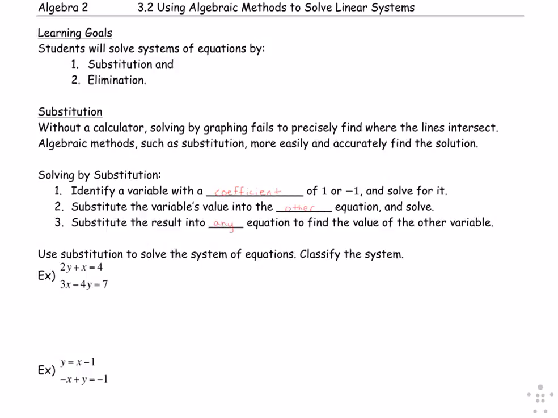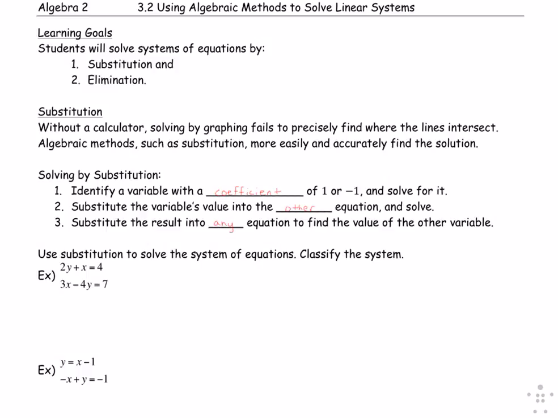To review the steps for solving by substitution, you first want to identify a variable with a coefficient of 1 or negative 1, because when you solve for it, you won't have to handle fractions. And just to make sure we're all on the same page, why we don't just use the calculator all the time to find the intersection of two lines in a system, for example. When solving by graphing on a calculator, it might not be precise, especially when it comes to radicals. The calculator is going to give you a decimal approximation.